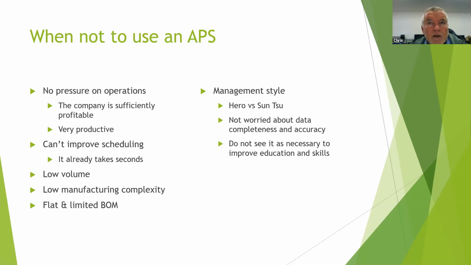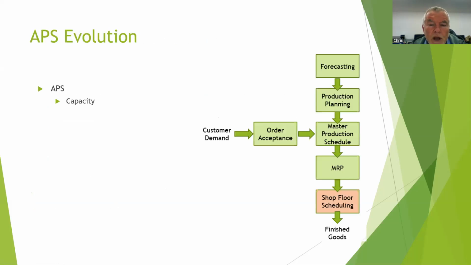And education is a problem. They don't see the need to gain a 45% productivity increase. You need a different set of skills to run the system, and they don't see that there's a need to do that. All right, let's talk APS evolution.